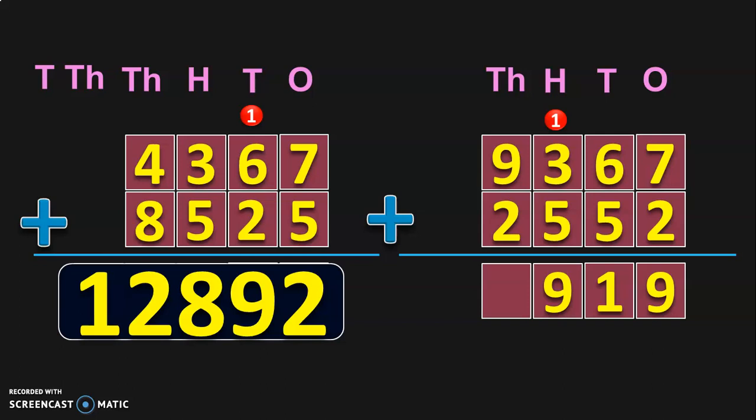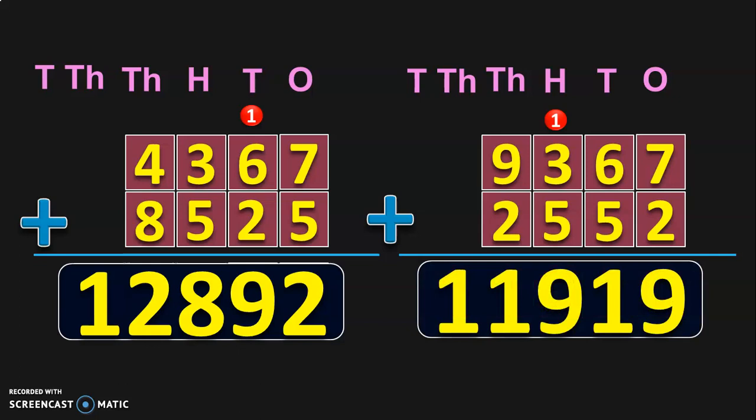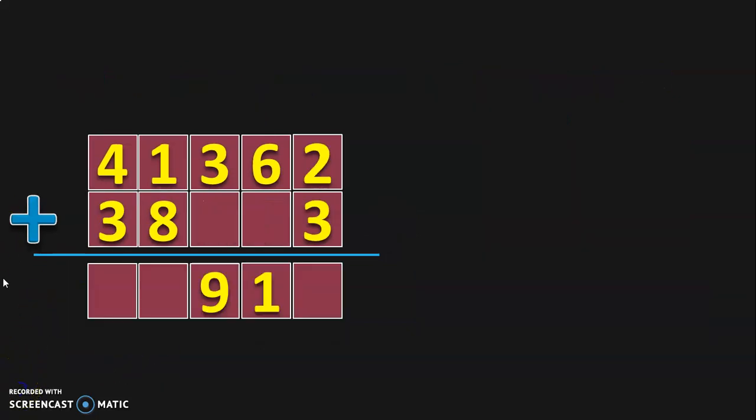Next, move on to the thousands place where you have 9 plus 2, which is going to give you 11. So retain 1 in the thousands place and take the other one to the next place value, 10,000. So the sum of the two 4-digit numbers is going to give you the answer 11,919. This is another interesting sum that we are going to do now.